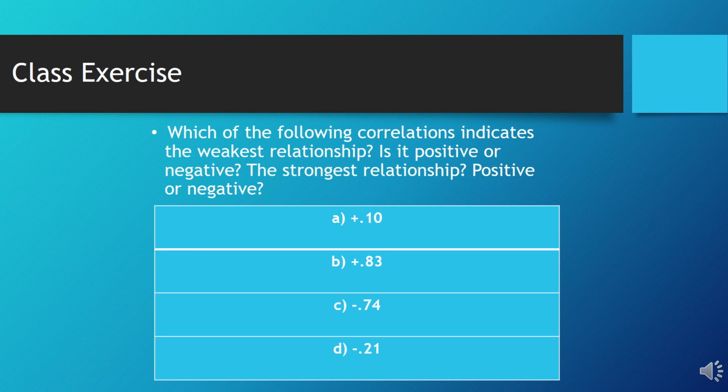Class exercise. Which of the following correlations indicates the weakest relationship? Is it positive or negative? The strongest relationship? Positive or negative? If we compare A, B, C, and D, A has the weakest relationship and it is positively correlated. B has the strongest relationship and it is also positively correlated.